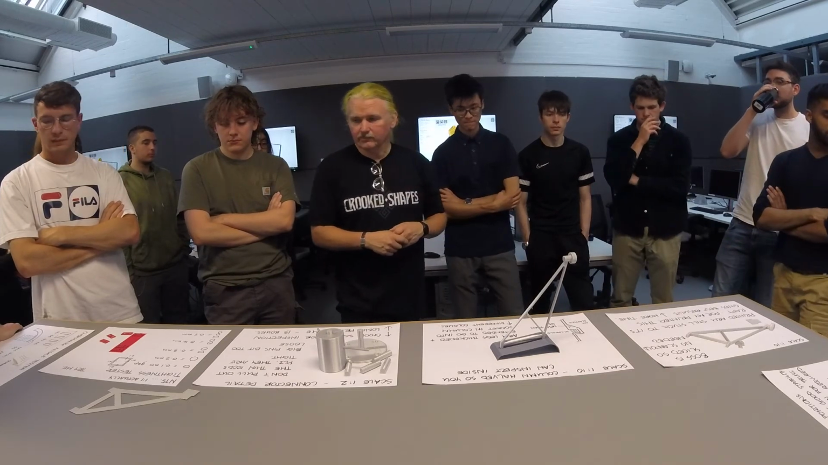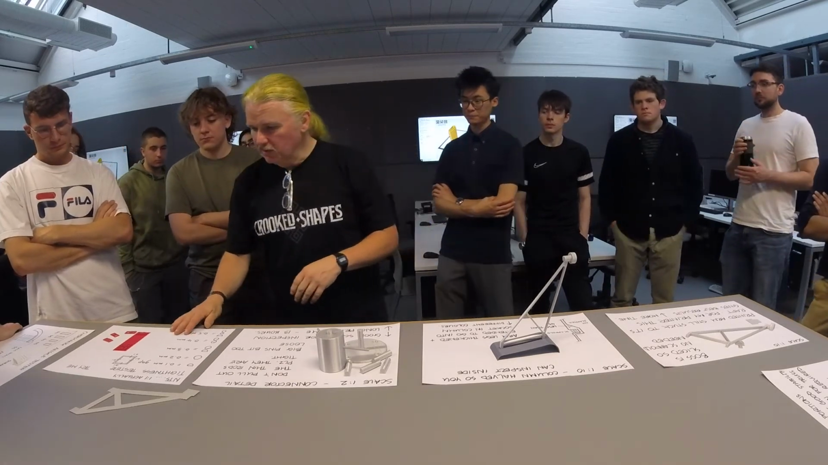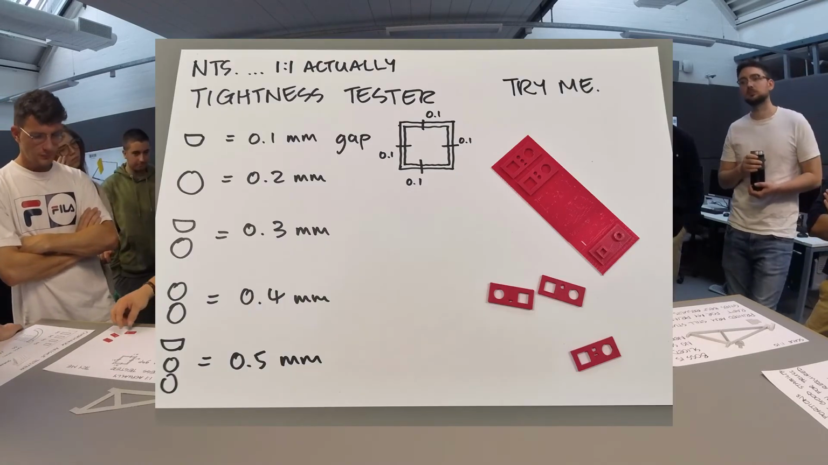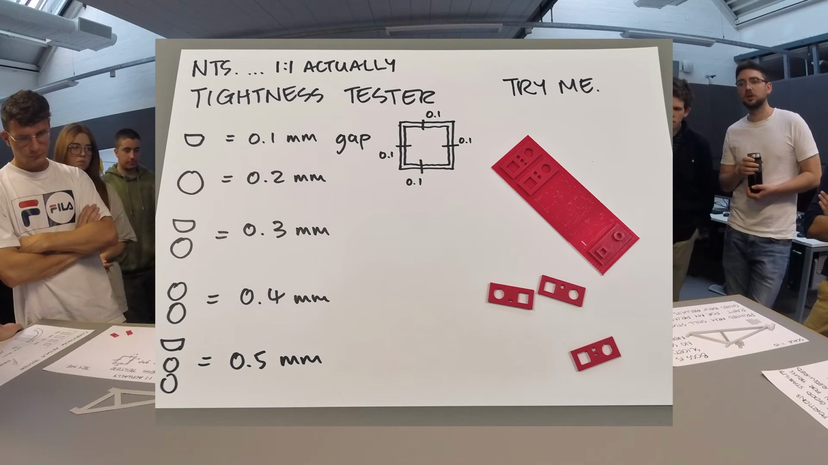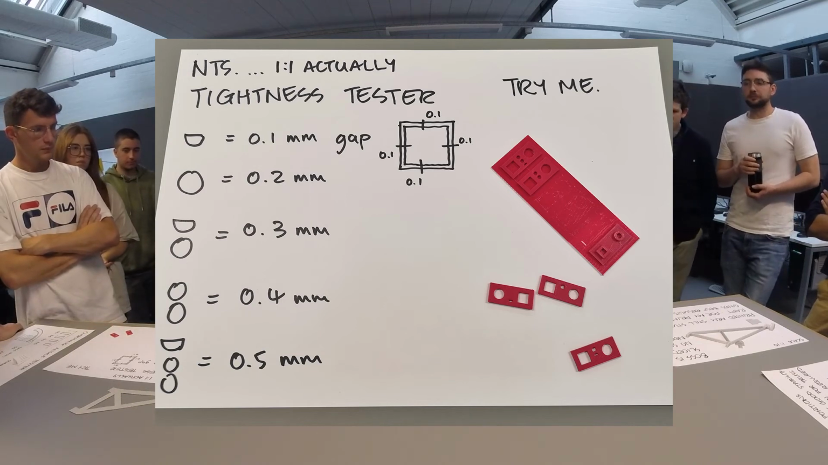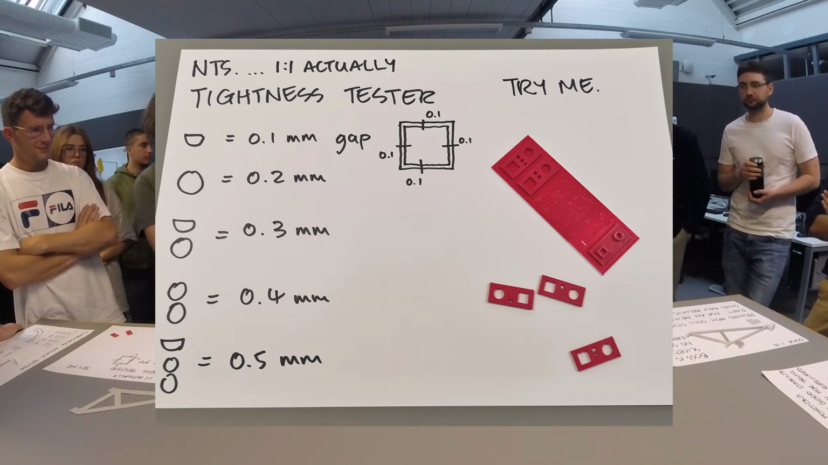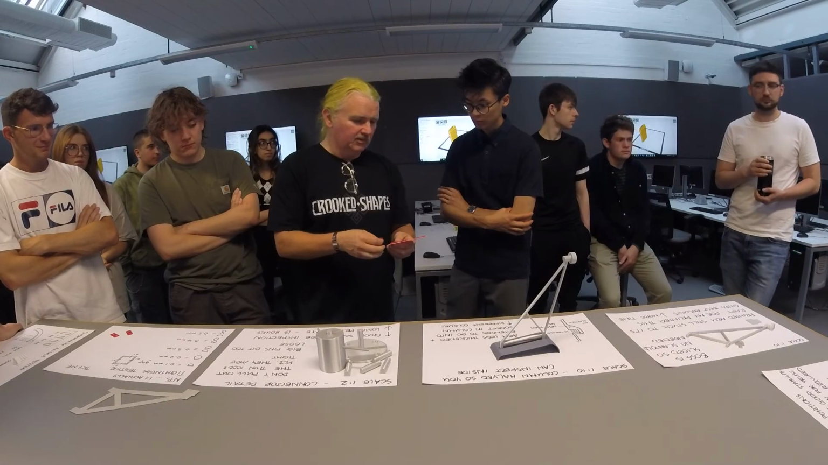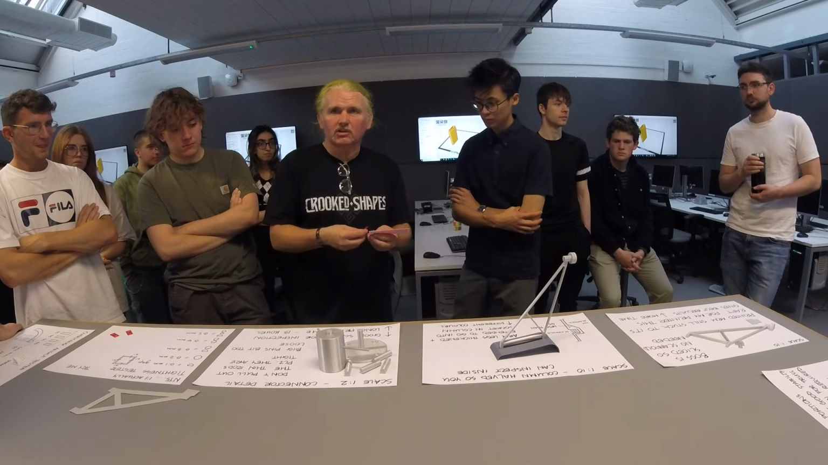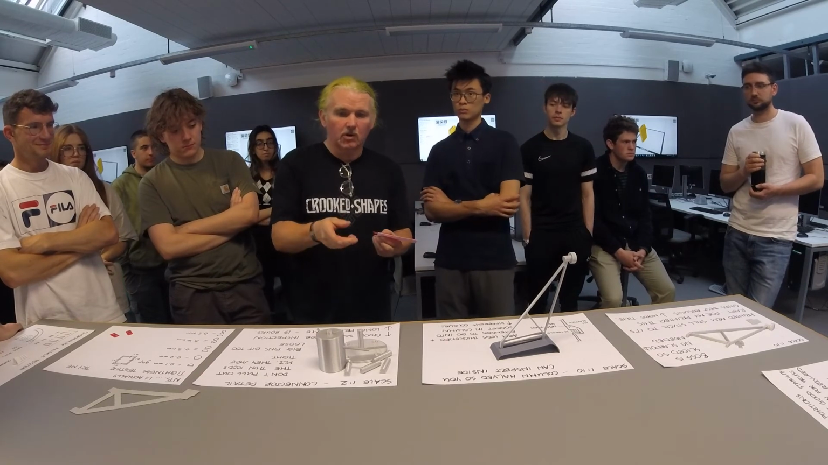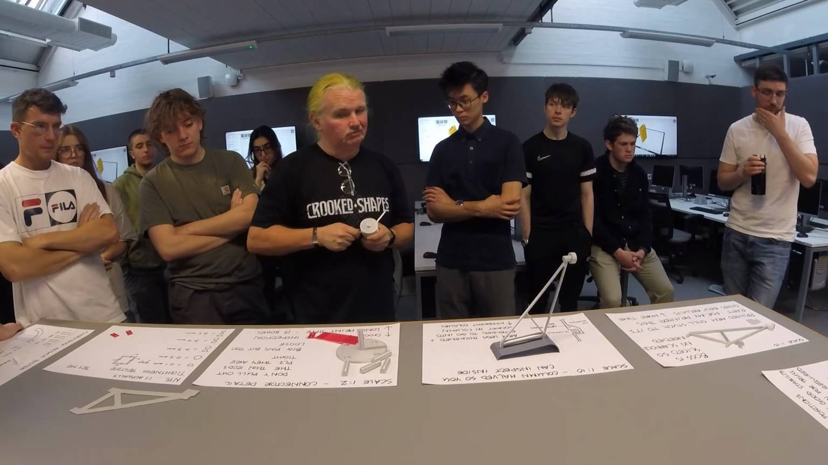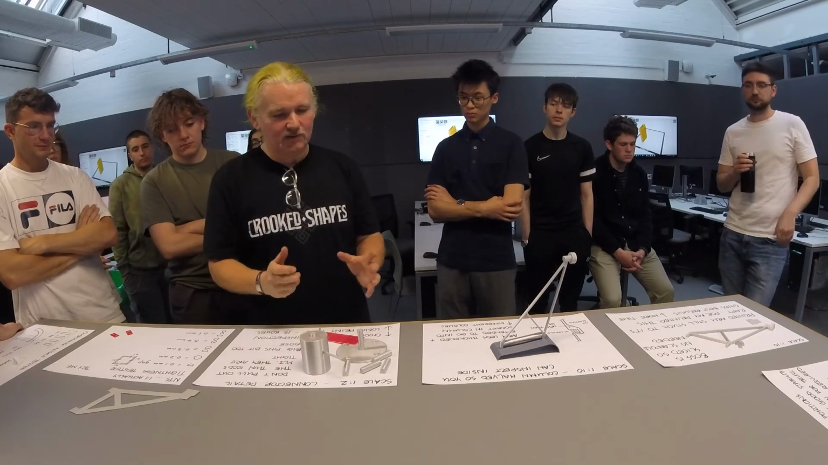So this wee thing, if you want to play with this, is just for testing the tightness. That's the smallest one. That's too tight, 0.1 millimeters. You've got a danger of breaking your model if you try and force that onto a model. I wasn't too happy with these. They're too tight. You end up snapping them.